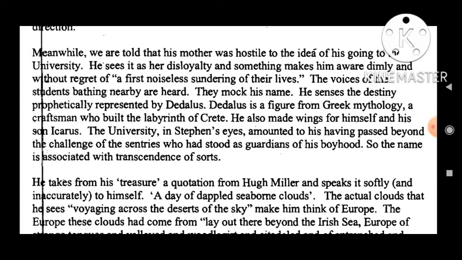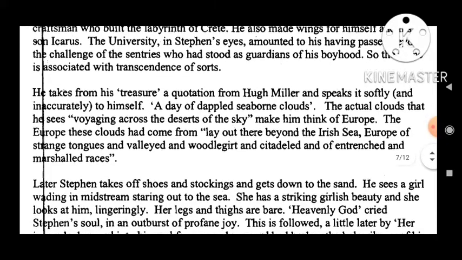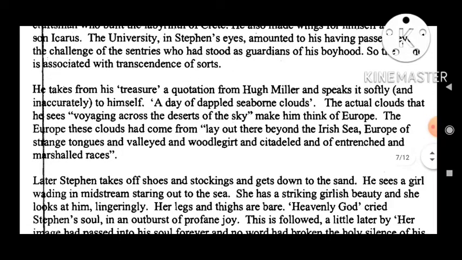The name is mocked. He senses the destiny prophetically represented by Daedalus. Daedalus is a figure from Greek mythology, a craftsman who built the labyrinth of Crete. He also made wings for himself and his son Icarus. The university in Stephen's eyes amounted to his having passed beyond the challenge of the centuries who had stood as guardians of his boyhood. So the name is associated with transcendence of sorts.